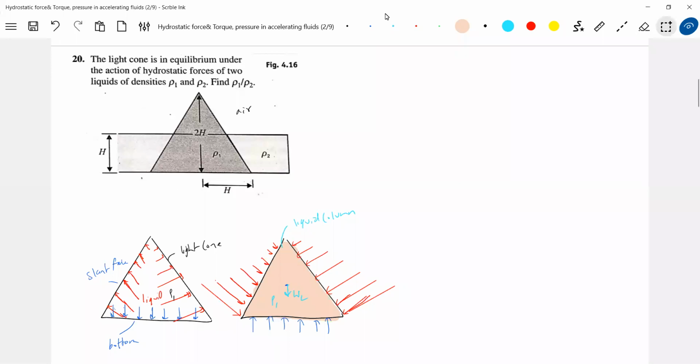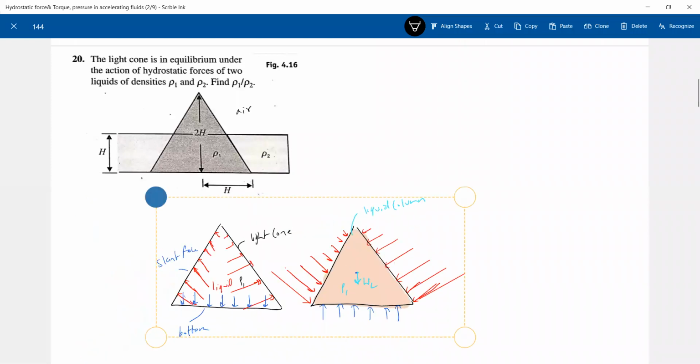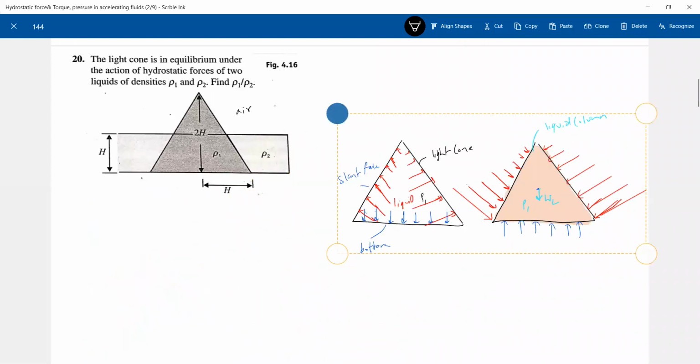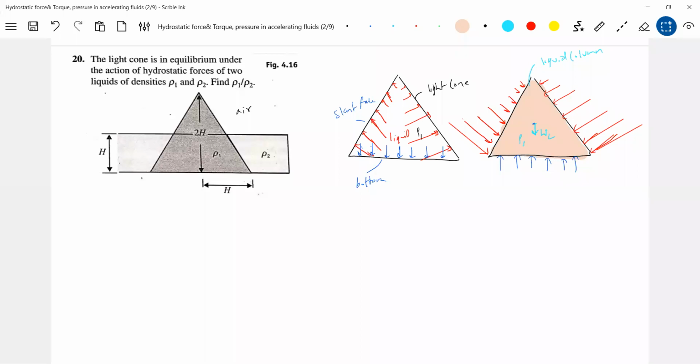Got the idea? If you can think this much, you can do something in the problem. Otherwise, it is not possible. Okay, now let's get into this one.